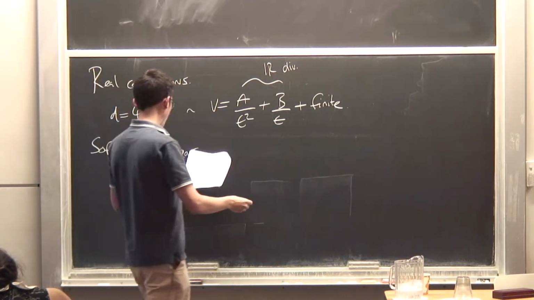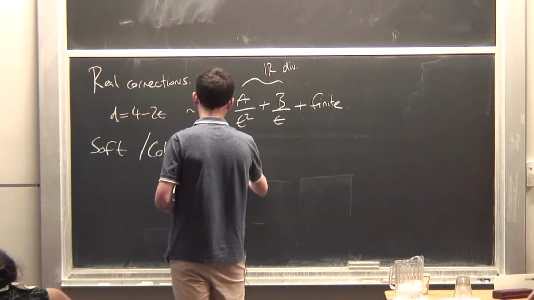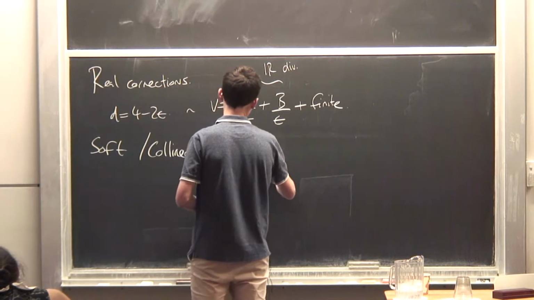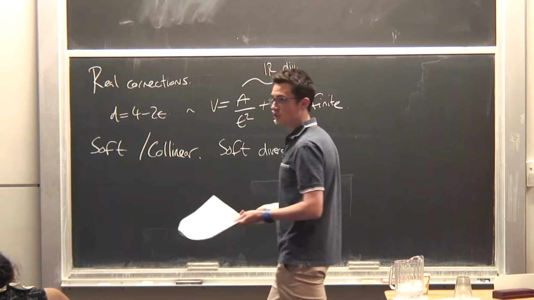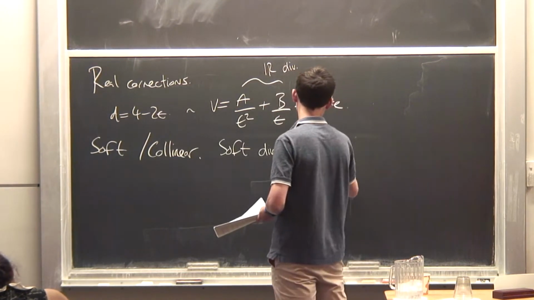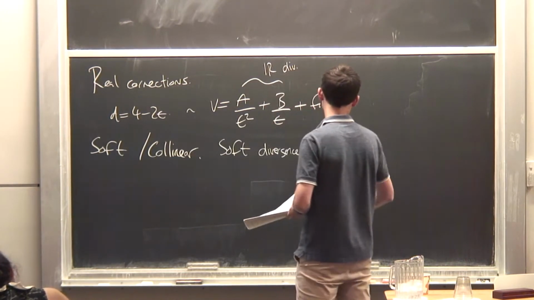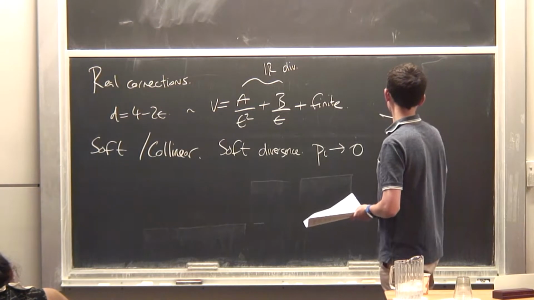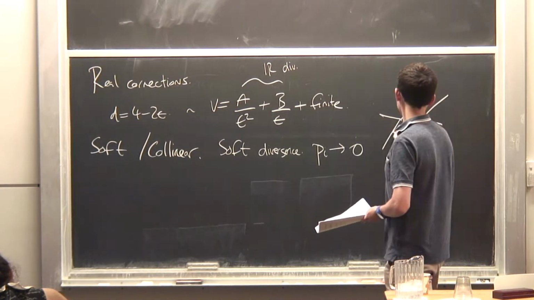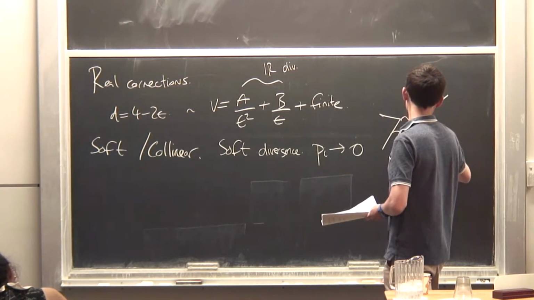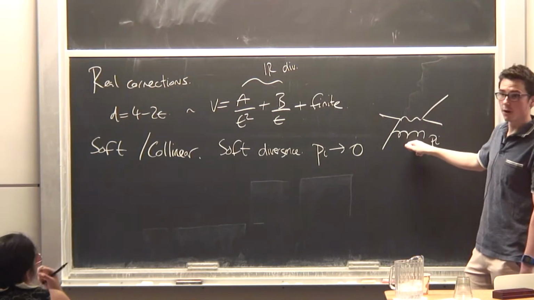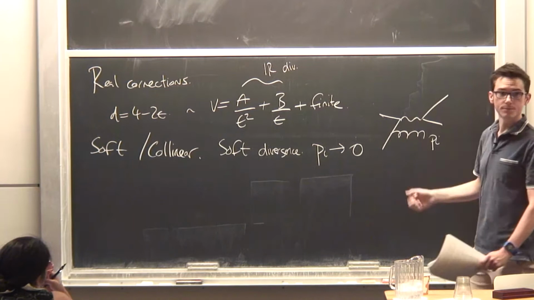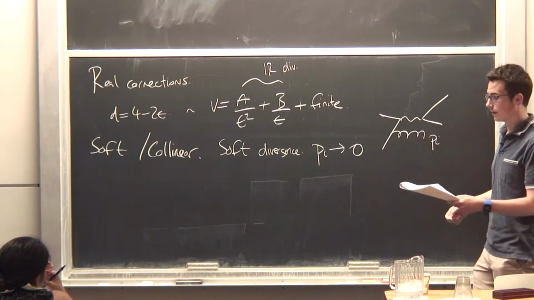So the one we'll look at first is a soft divergence. This is when an emission of a gluon goes to 0. So we have some diagram like so. This is pi. Now when this momentum goes to 0, this thing will blow up. It goes to infinity.